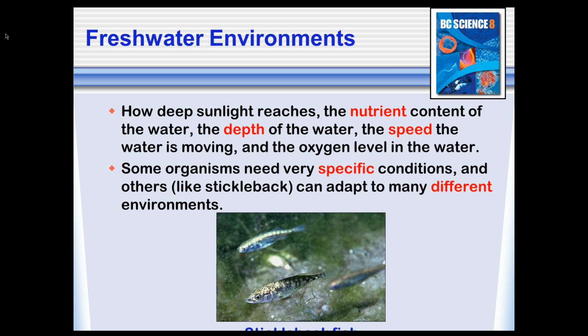The nutrient content of the water, right? Is the water good for life? Is it nutrient depleted? Is it heavy in phosphorus and we get algae blooms and all that fun stuff, right? How deep is the water? How fast is the water moving? How much oxygen is in the water? Some organisms need very specific conditions, and others, like sticklebacks or catfish, can adapt to many different environments.